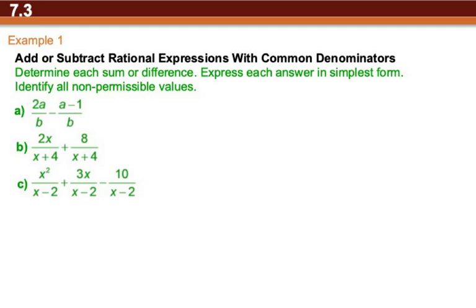Clear off one more time to do question C. Now we have 3 rational functions, which is perfectly fine. We have a common denominator of x minus 2 on each one, so we can go straight ahead to combining them. We will get x squared plus 3x minus 10 over x minus 2.